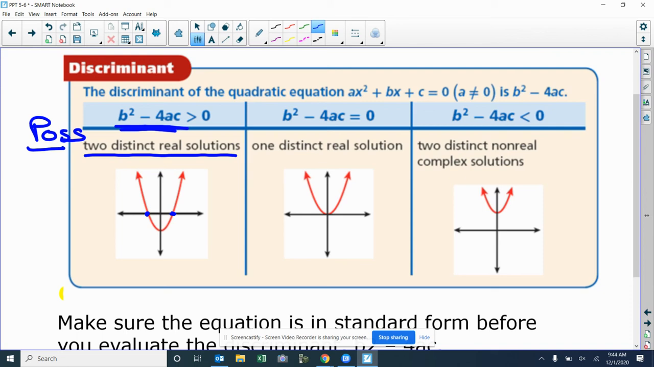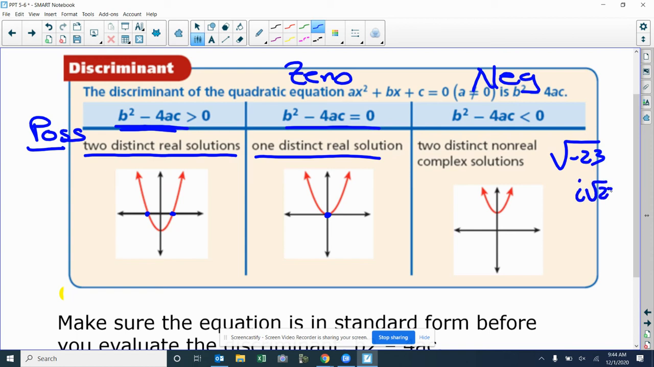So if it's 0, okay, if b squared minus 4ac is 0, there's going to be 1 distinct solution that bumps the x-axis. And if it's a negative number, which we just had, so that'd be that we just had negative square root of 23, which was i square root of 23. Anytime we get a negative square root, we know it's non-real. We've been working with non-reals now for a little bit, haven't we? Okay, for a week or so now.